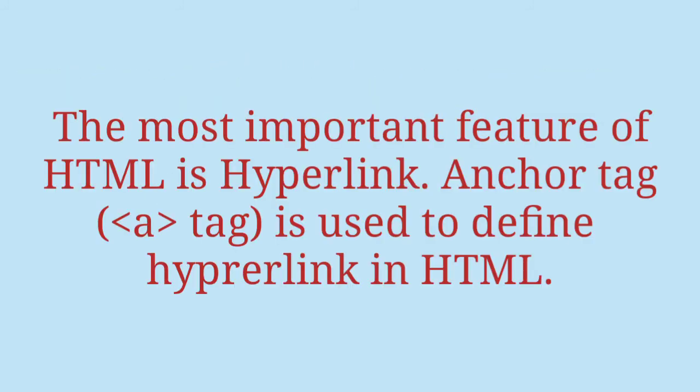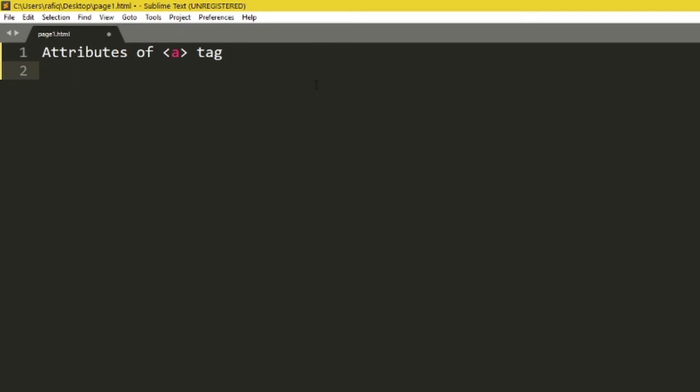One of the most important features of HTML is hyperlinks, which means linking between different web pages. We can connect different web pages with the help of links, and to create links we use the anchor tag. The anchor tag is defined inside angle brackets as a. The main attributes of the anchor tag are href. This is used to specify the link of the file or page which we want to link.